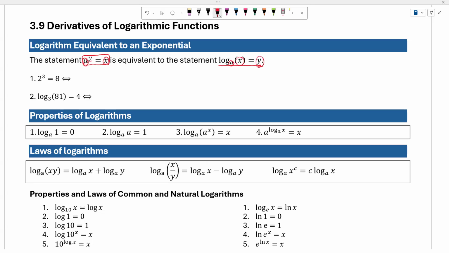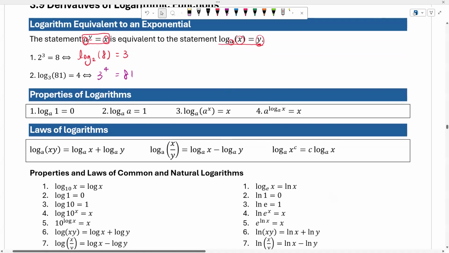For example, if we have 2 to the power of 3, we know that it is equal to 8. If I rewrite this into the log equation, I could write it as log base 2 of 8 is equal to 3. Of course, if I have log base 3 of 81 equal to 4, in other words, I could write that as 3 to the 4 power is equal to 81, because again, exponential and log are equivalent.